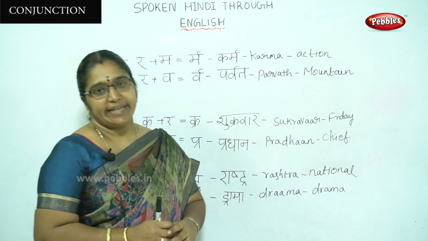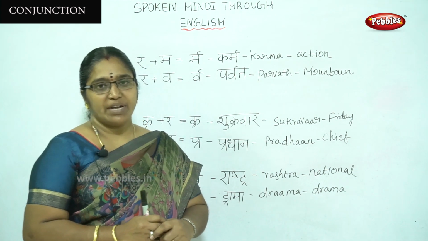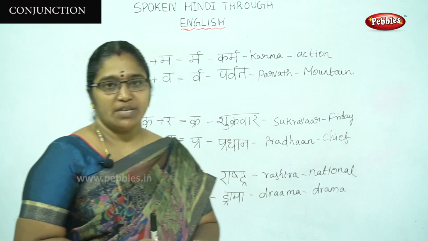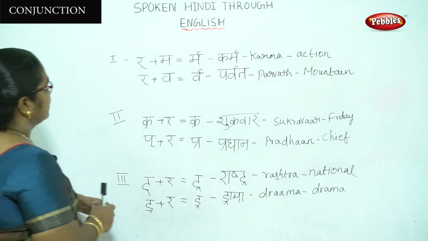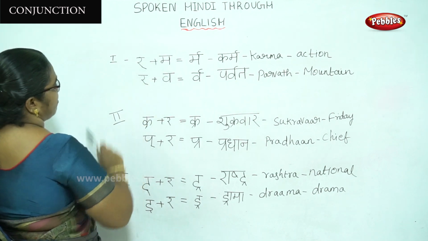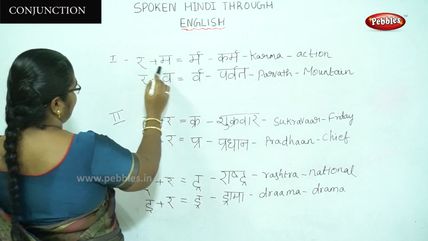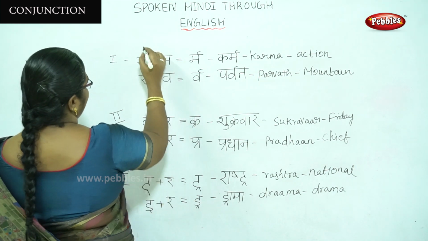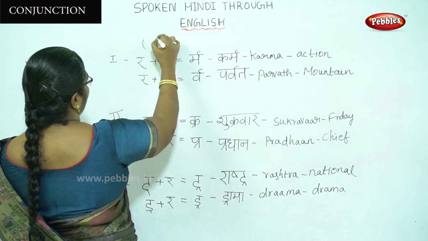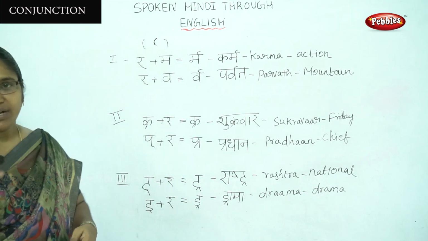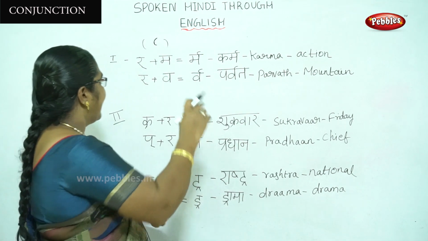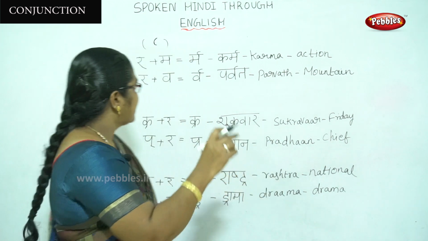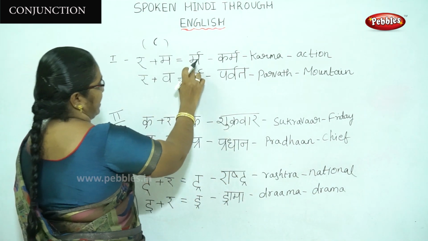Okay, there are three types in this: how ra becomes and how it is pronounced in these consonants. Let us see the first one. Ir plus ma. The pronunciation is irma. The sign of this ra is only a curve above the letter, that is ir plus ma, irma.